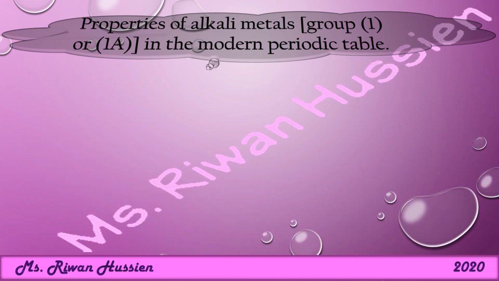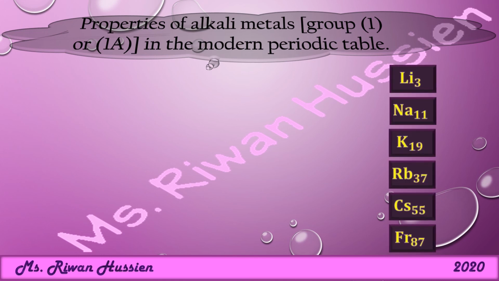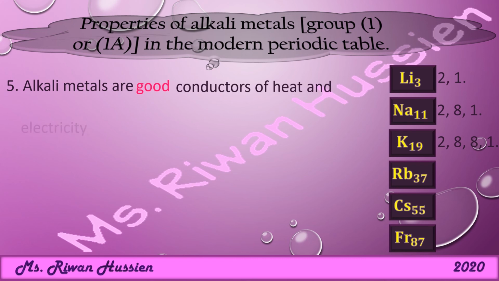As we've studied before, the elements of group 1A have one electron in the outermost energy level, so they are considered as metals. And we've studied last year that metals are good conductors of heat and electricity. So, alkali metals are good conductors of heat and electricity. Finally, alkali metals have low densities when compared to other metals in the periodic table.